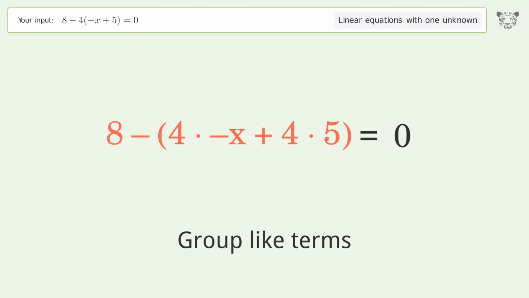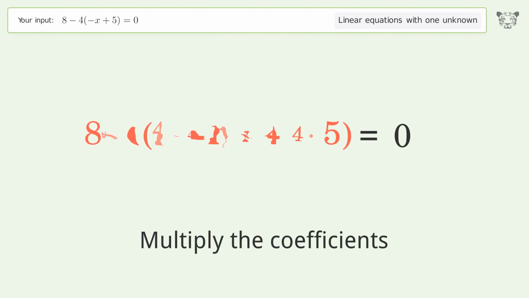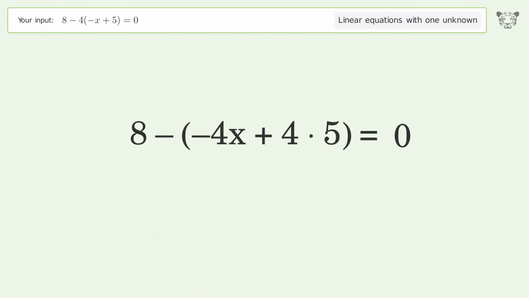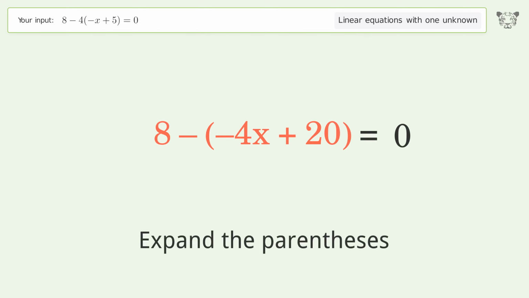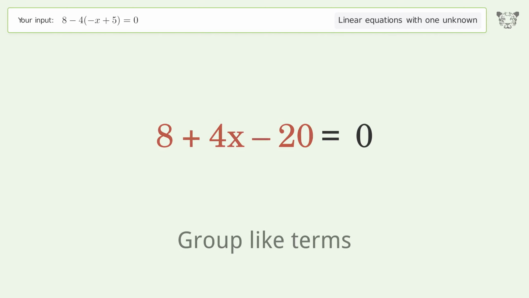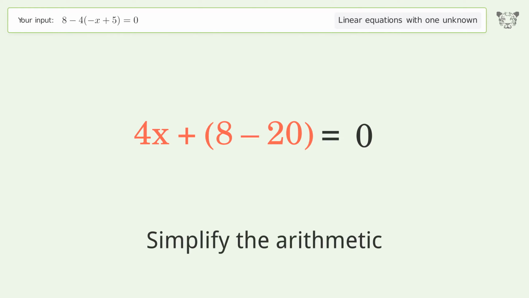Group like terms. Multiply the coefficients. Simplify the arithmetic. Expand the parentheses. Group like terms. Simplify the arithmetic.